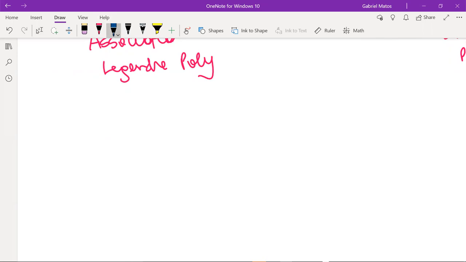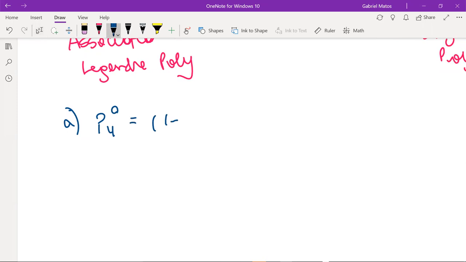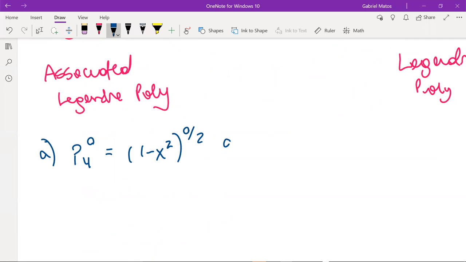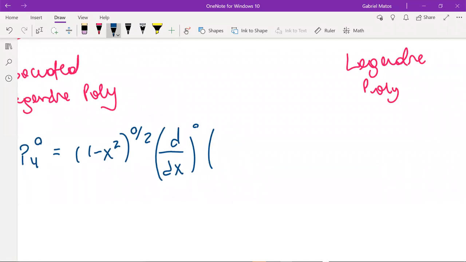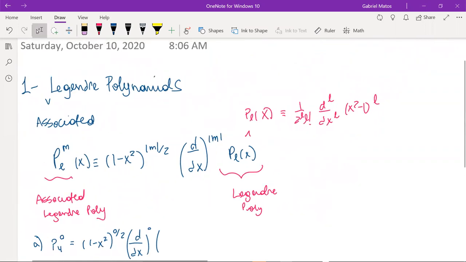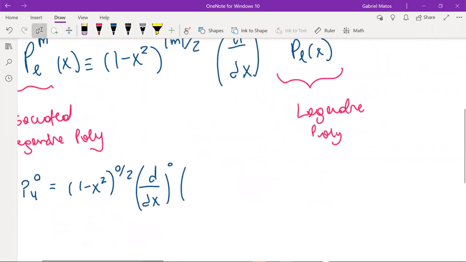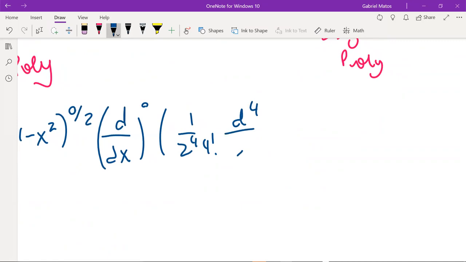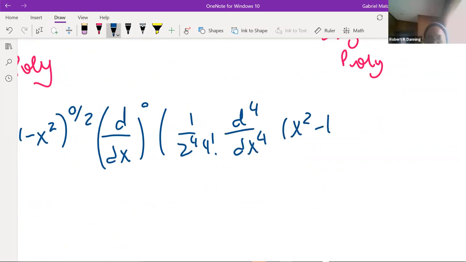So here, to do problem part A, for example, we have P4 of 0, right? So we have an L value of 4 and an M value of 0. So it's going to give us something like (1 minus x squared) to the 0 over 2, right? Because we have something to the M over 2 over here. And then the zeroth derivative, which really is just 1, times, we set L equals 4 and plug it into this expression. So basically times 1 over 2 to the 4th, 4 factorial, d4 dx4 of (x squared minus 1) to the 4.